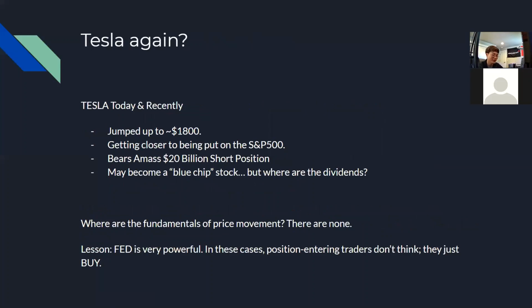All right, so let's talk a little bit about Tesla. This is what I mentioned earlier in the lecture. Tesla today jumped up to almost $1,800. I don't know if you guys remember, but last week the price was at about $1,000. With Tesla getting closer to being put on the S&P 500, or the Standard and Poor's 500 index, there's a great chance that Tesla might become a blue chip stock.